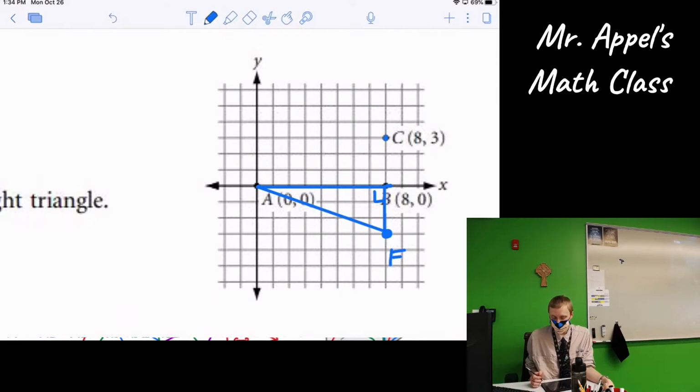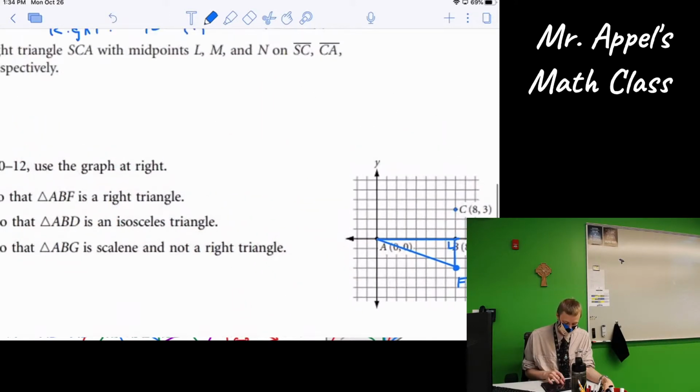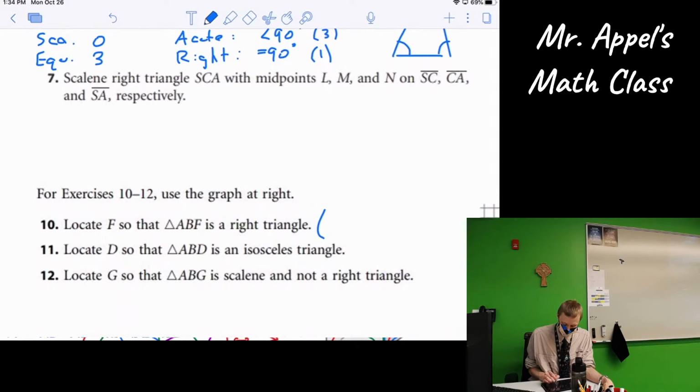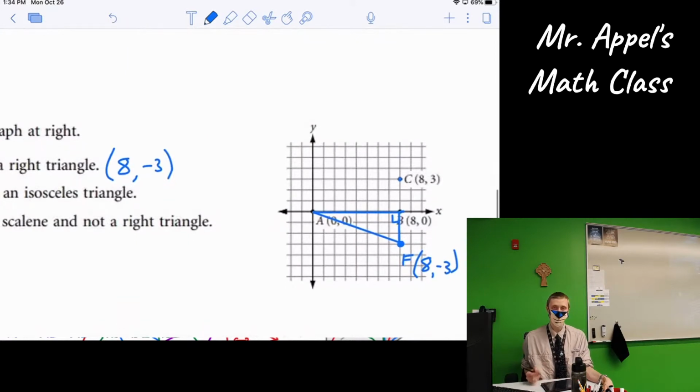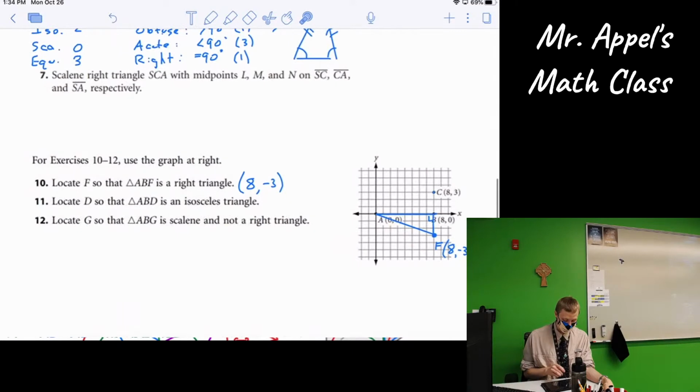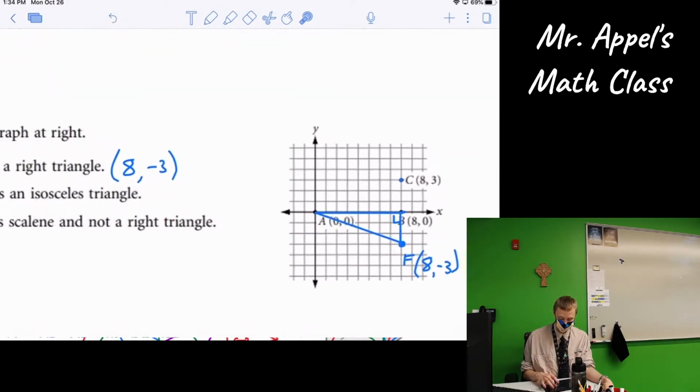But that's not all they wanted. They said, what's the location? So I got to count off. This is 8, comma, 1, 2, 3, -3. So my answer to this question would be the location of F, the coordinates, 8, comma, -3. Okay, be sure to do that part. Rewrite your answer over there. That's what they're asking for. And then similarly with 11, 12, put D and G to make these other kinds of triangles.